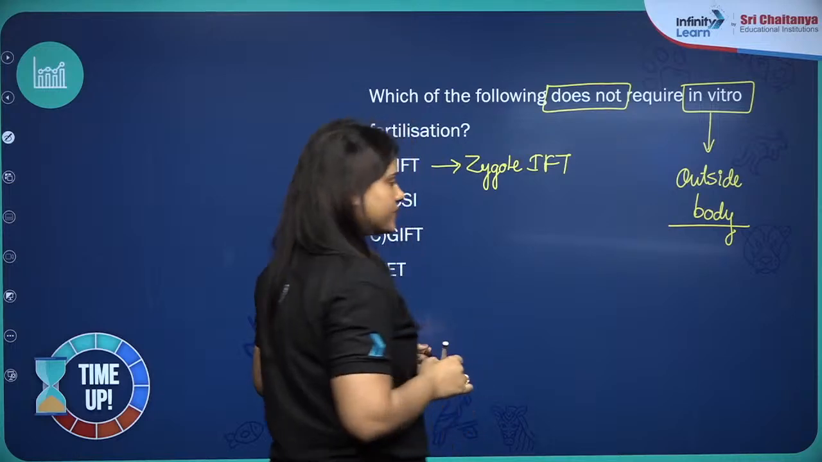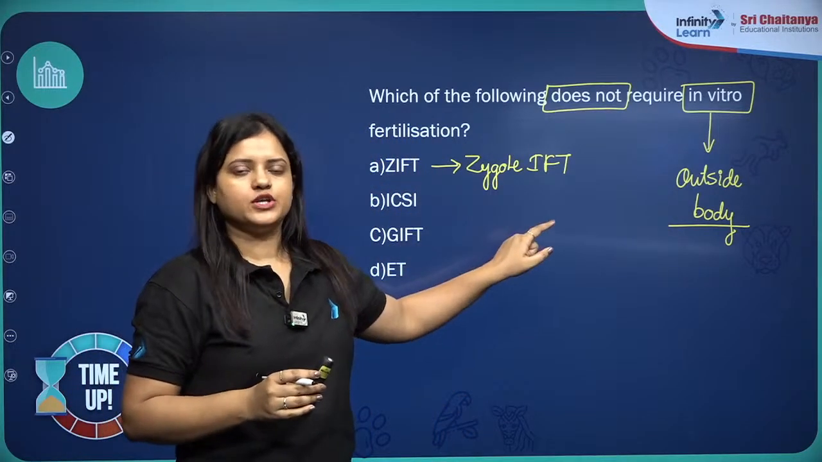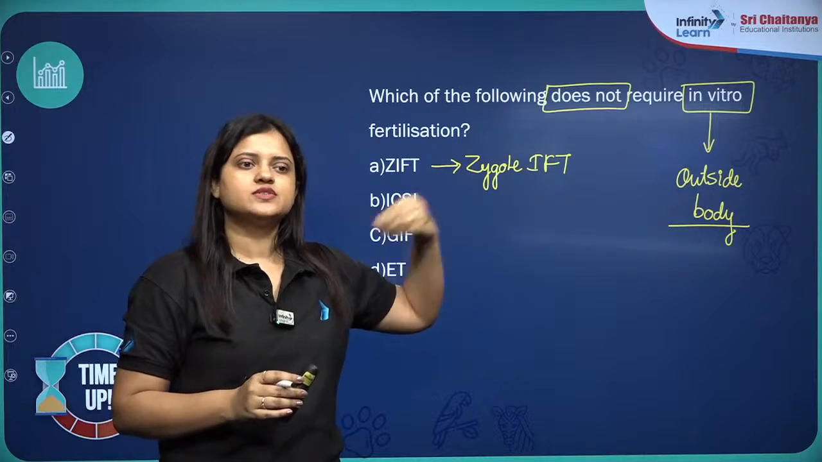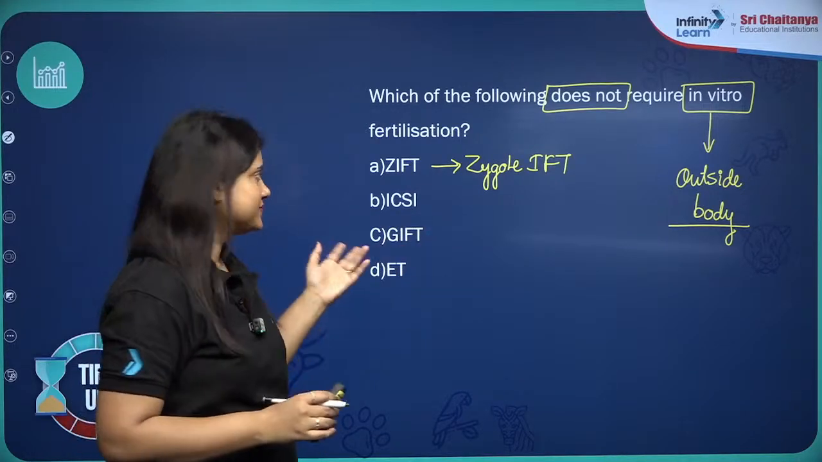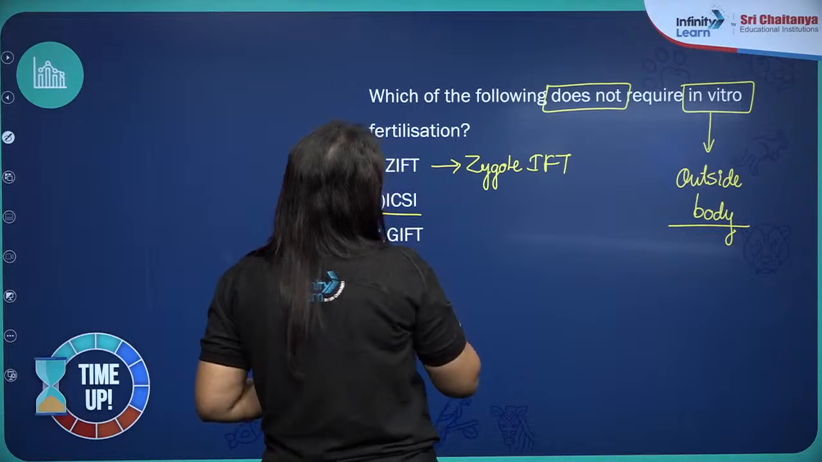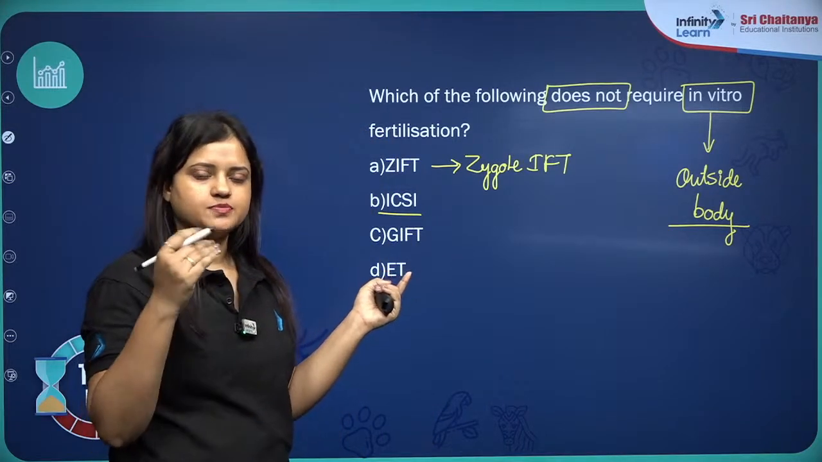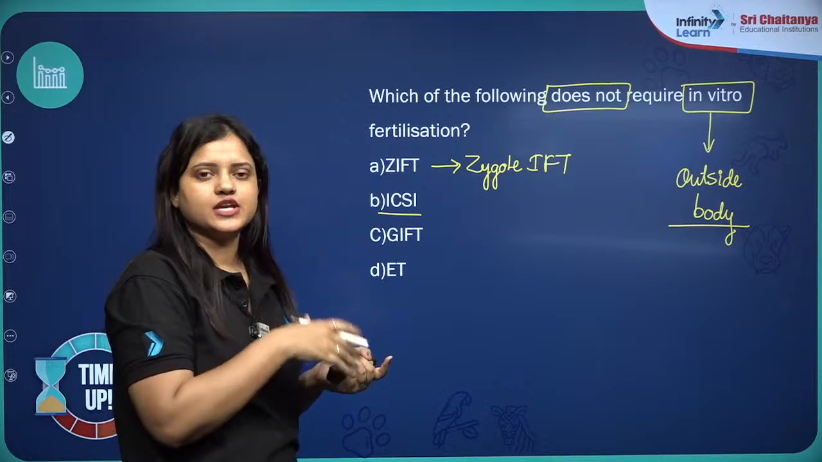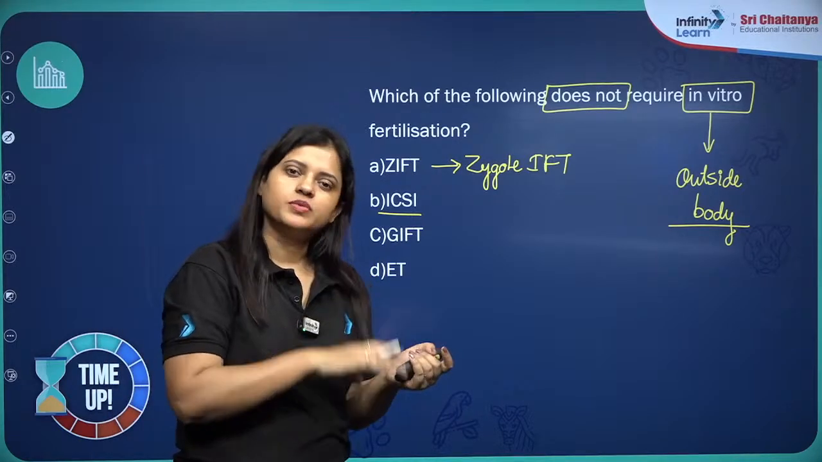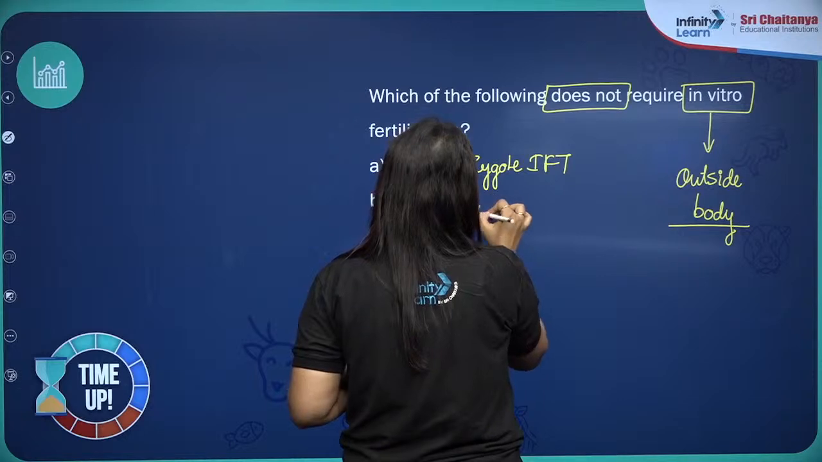Intrafallopian transfer. So zygote we are introducing in the fallopian tube. That means fertilization should be outside the body. Then intracytoplasmic sperm injection. So if we are injecting sperm into the cytoplasm of the egg, where will we do that? In the lab, outside the body.